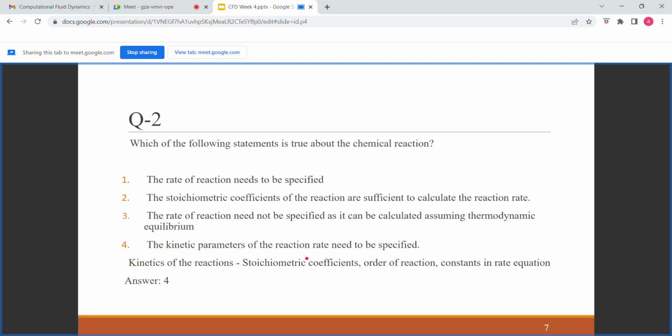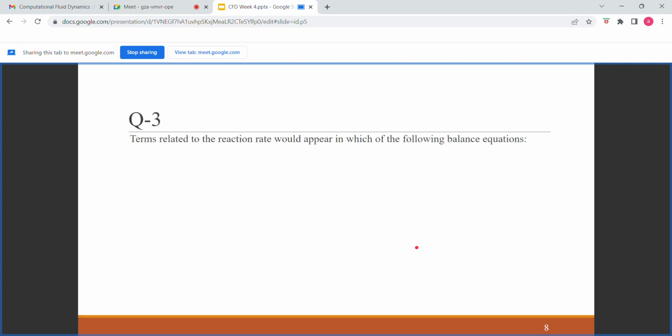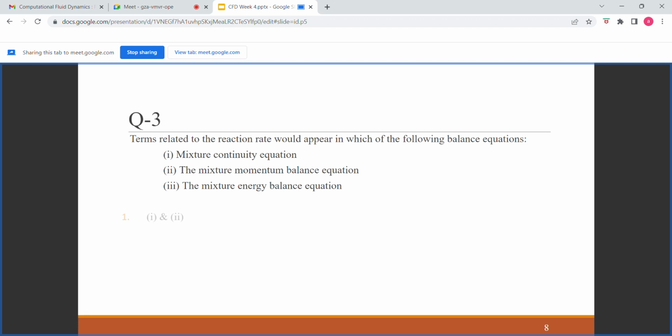Kinetic parameters of the reaction rate need to be specified. I hope this is clear. We'll move on to question 3. Terms related to the reaction rate would appear in which of the following balance equations? It is given: mixture continuity equation, mixture momentum balance equation, and mixture energy balance equation. It is asked in which of the following balance equations terms related to the reaction rate would appear.